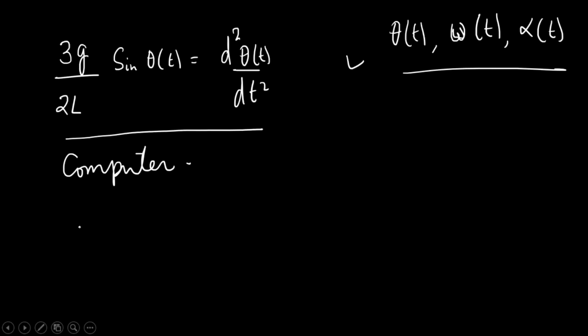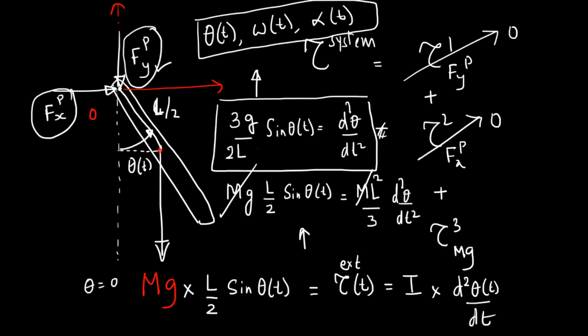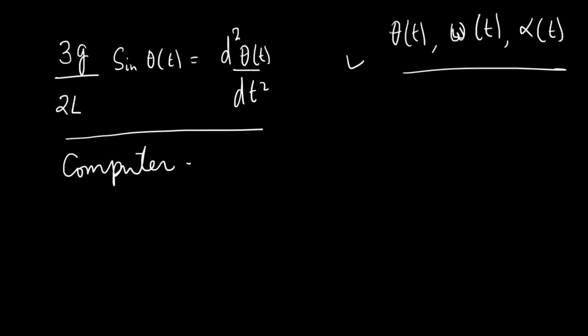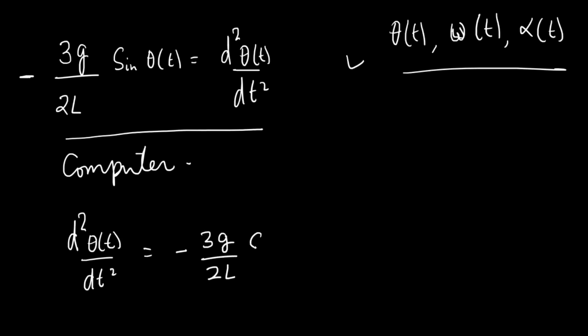Oh, I think I have made the same mistake again. The torque is negative, so I should put a minus sign here. I have to follow the sign convention. It is a big mistake, but nevertheless we can correct it very easily. So d square theta by dt square is equal to minus 3g by 2L sine theta.